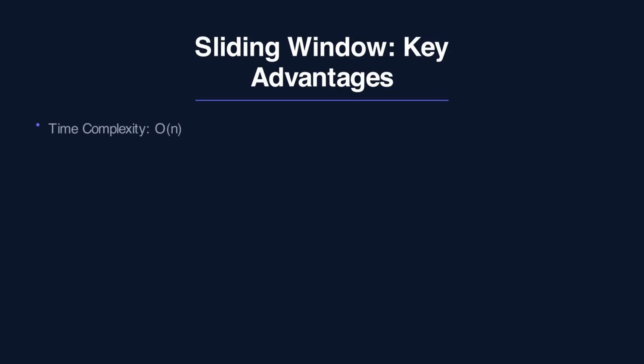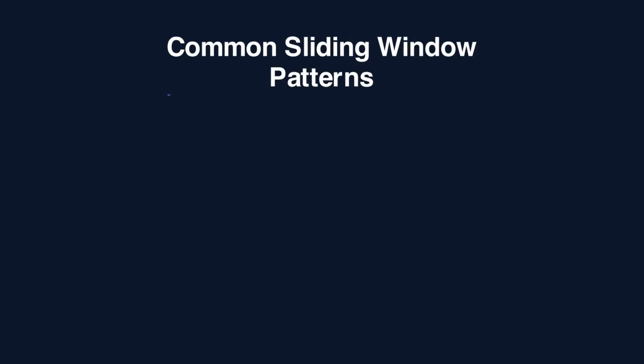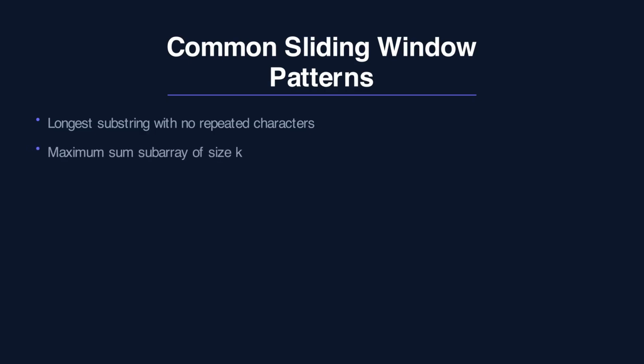Space complexity is O(k), where k is the size of the character set, due to the hash set or map used for tracking. The sliding window is a versatile pattern, useful for many problems beyond just finding the longest substring with no repeated characters. It applies to problems like finding the maximum sum subarray of a fixed size k, or identifying the minimum window substring containing all characters from another string.